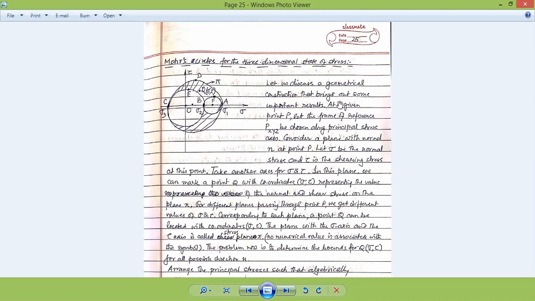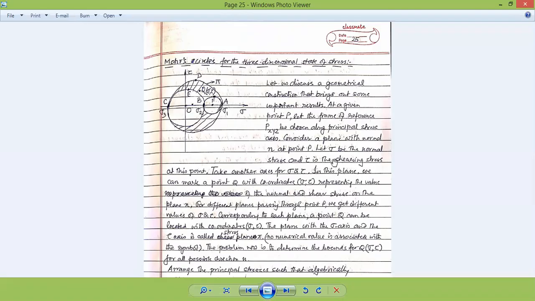Say at a given point P here, let the frame of reference PXYZ be chosen along the principal axes. And now consider a plane with normal n at point P. Then sigma will be the normal stress and tau is the shear stress.